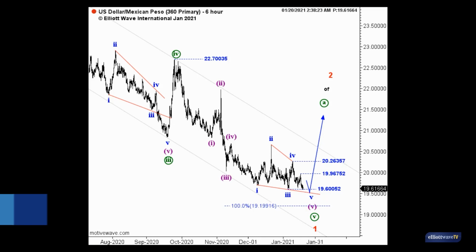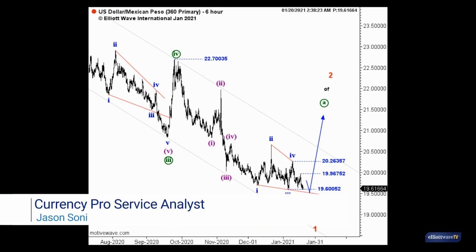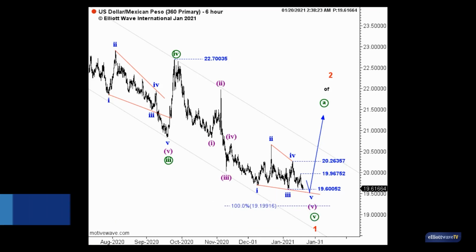As we start the new year, I like to recap some of the themes and ideas of the past 12 months and see how they panned out, as well as evaluate my analysis. We're looking at the dollar Mexican peso, and I think it's a good example to show viewers the importance of alternate wave counts, as well as being flexible and willing to adjust the wave count as further price action unfolds.